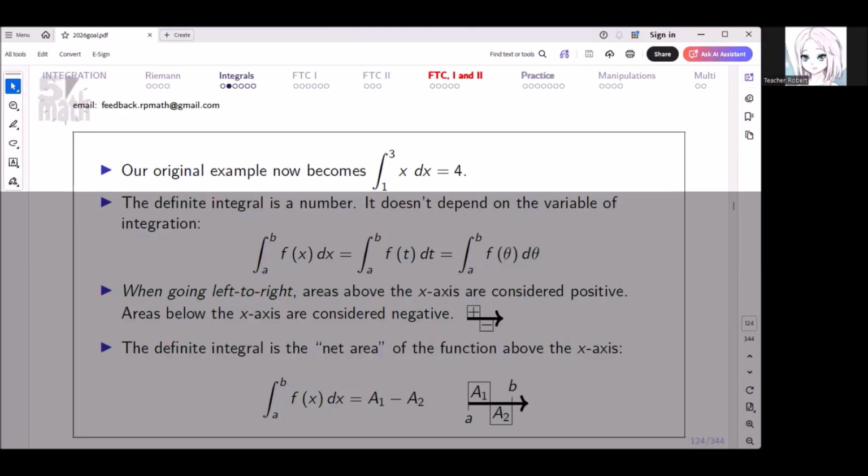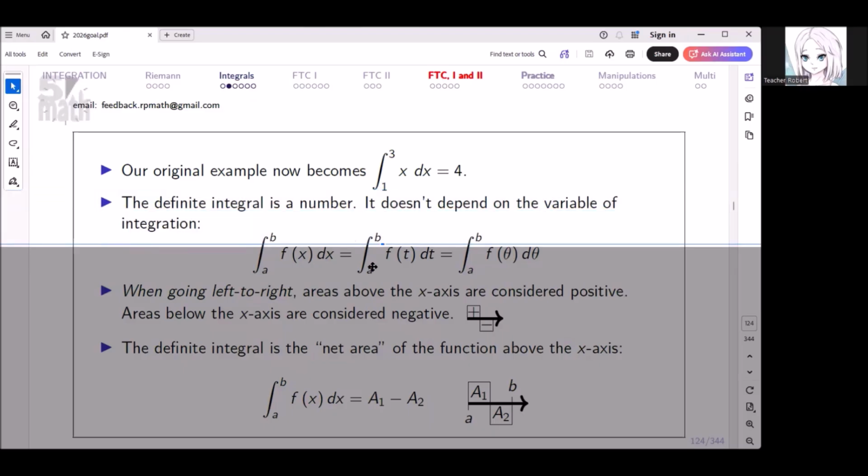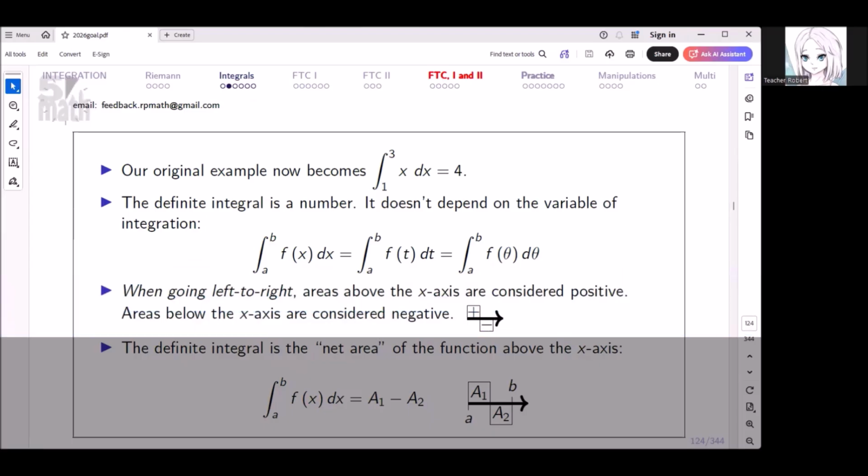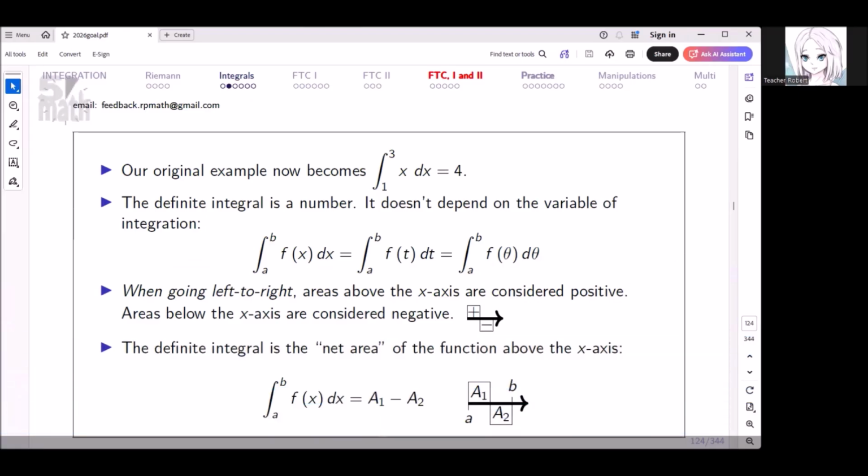Our original example now becomes the integral from 1 to 3 of x dx equals 4. The definite integral is a number. It doesn't depend on the variable of integration. When going left to right, areas above the x-axis are considered positive, areas below the x-axis are considered negative. The definite integral is the net area of the function above the x-axis.